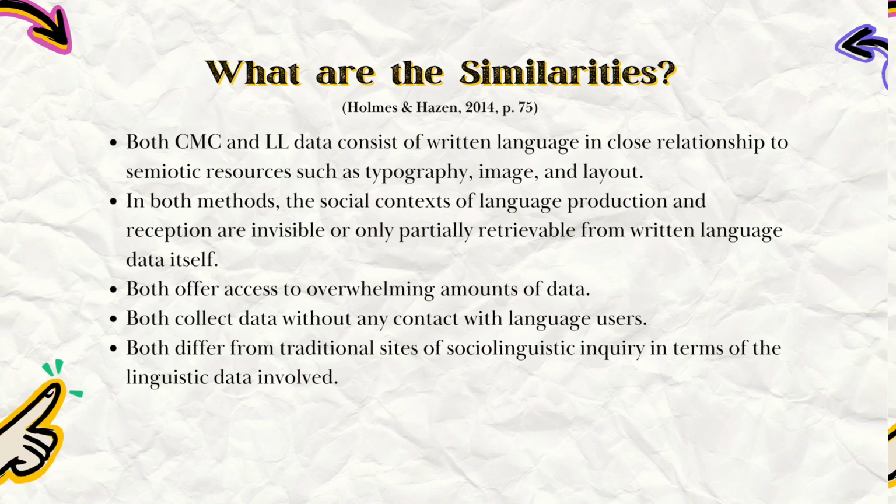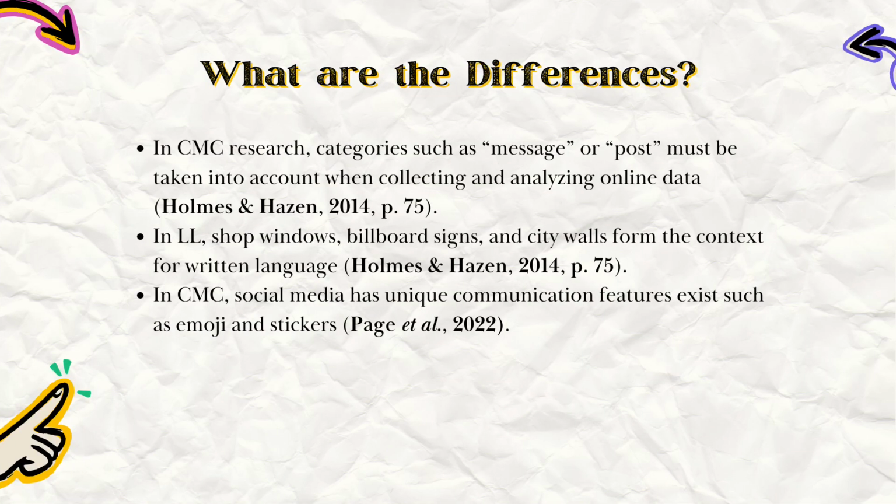Now, next, what are the differences? In CMC, the research categories is method. In this case, in a Google Classroom post, there are several types like material and assignment. These are the metadata that are connected with the Google Classroom post. So this is CMC. Now in LL, the metadata is connected with the time and the location.